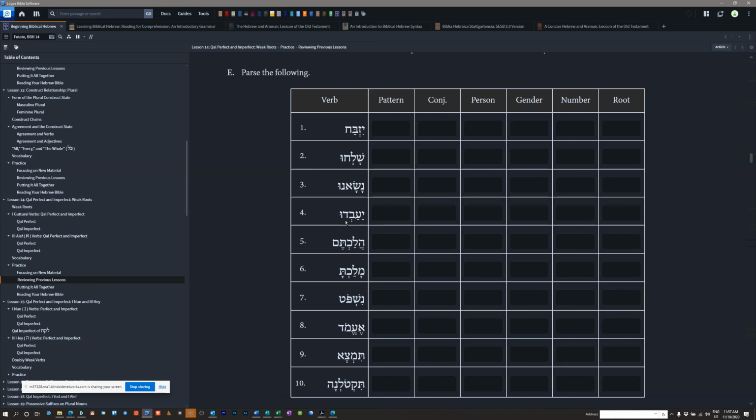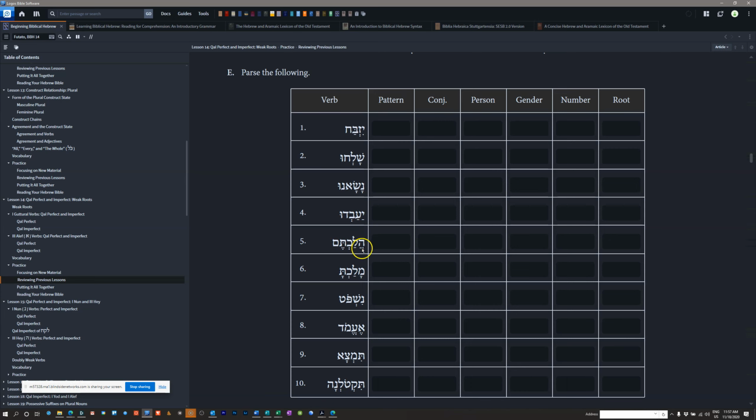Now, the vowels will be necessary later on when we're distinguishing between different patterns. So when we're looking at the Hifil pattern or the Piel pattern, the vowels are going to help us there. But right now in the Cal, you don't even need these vowels to be able to parse this.